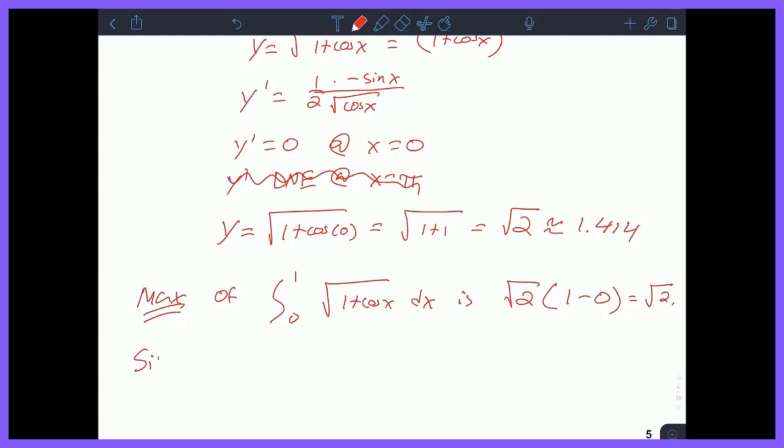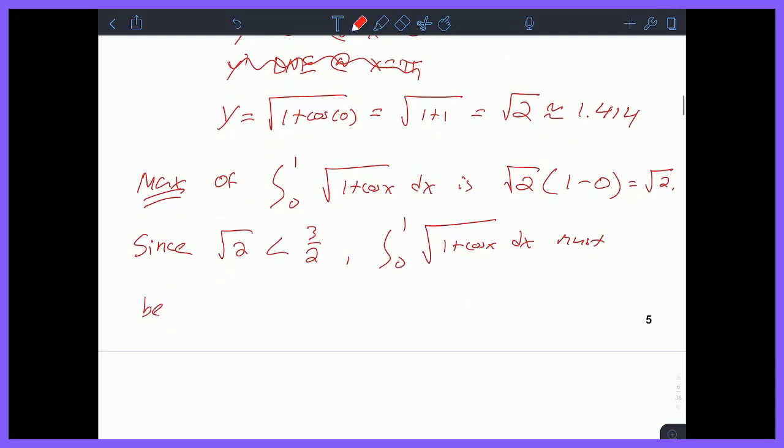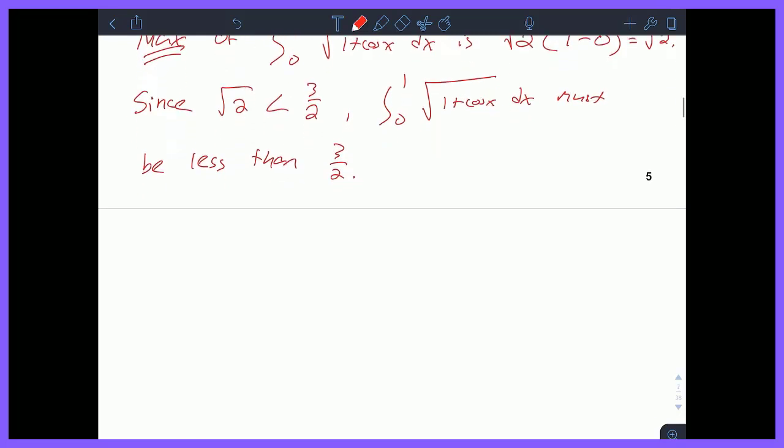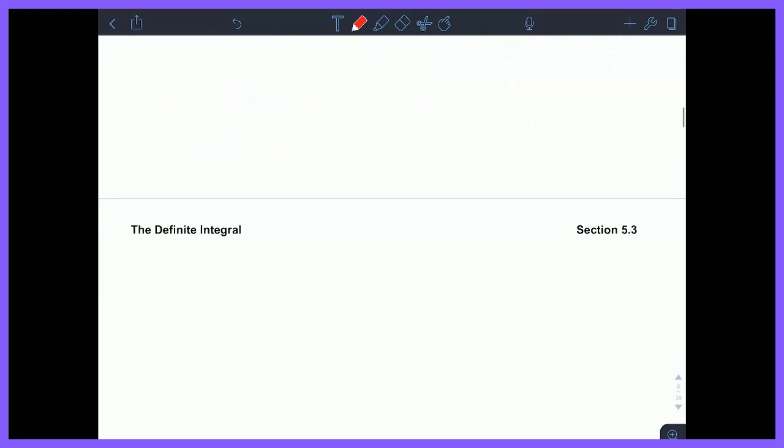So since the square root of 2 is 1.414, which is less than 3/2, which is 1.5, the integral from 0 to 1 of the square root of 1 plus cosine x dx must be less than 3/2. And that's evident because we know that the highest it could possibly be is 1.414. Look at that, I didn't even need my extra page I gave myself.